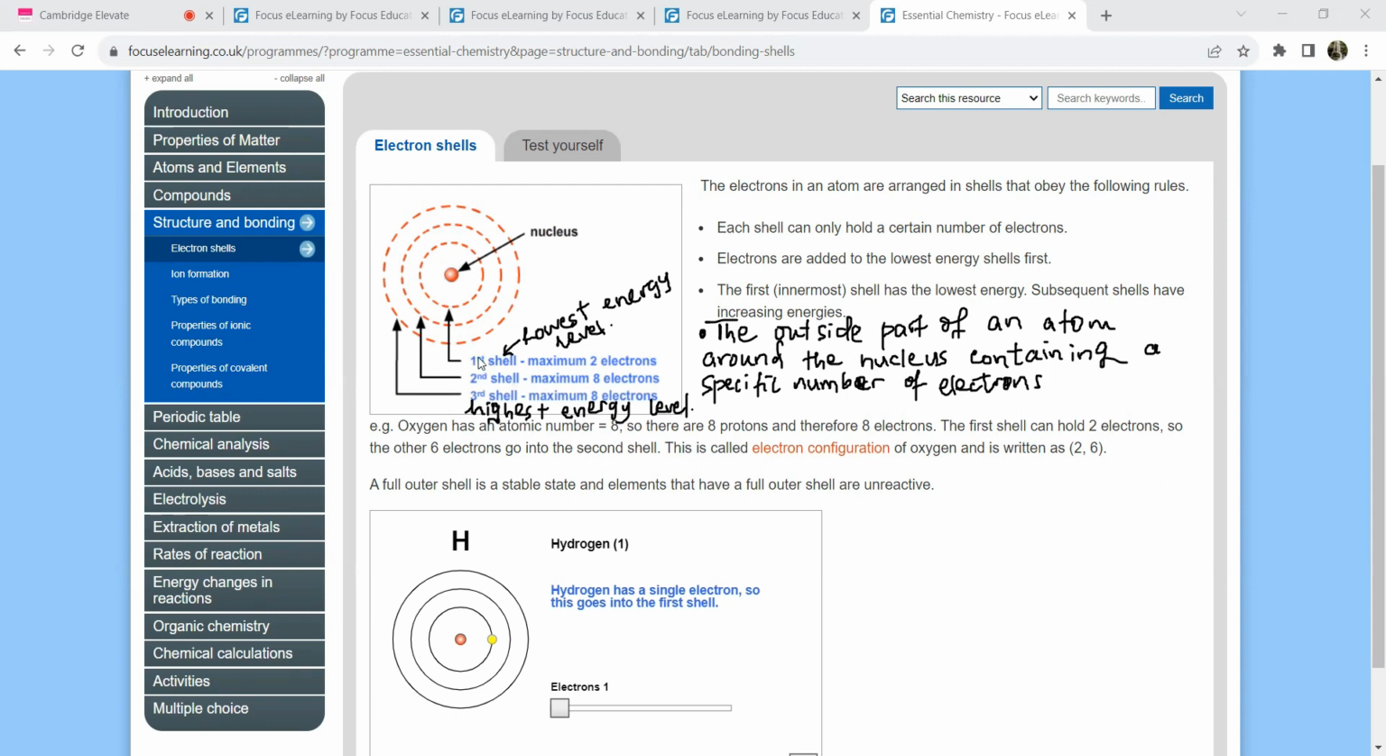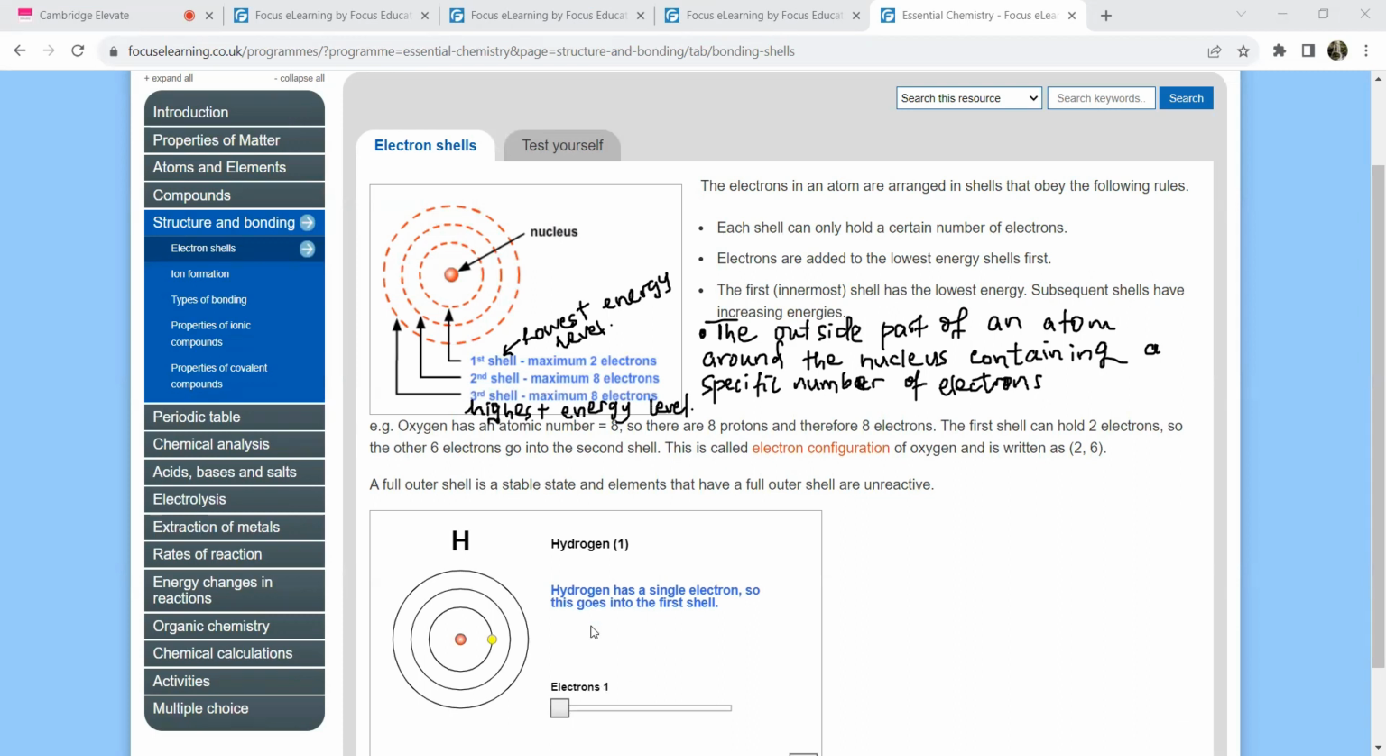The first shell will have a maximum of 2 electrons, while the second will contain a maximum of 8 electrons, and the third, a maximum of 8 electrons. This is for your first 20 elements, but for elements after calcium, the third shell is likely going to have a maximum of 18 electrons.